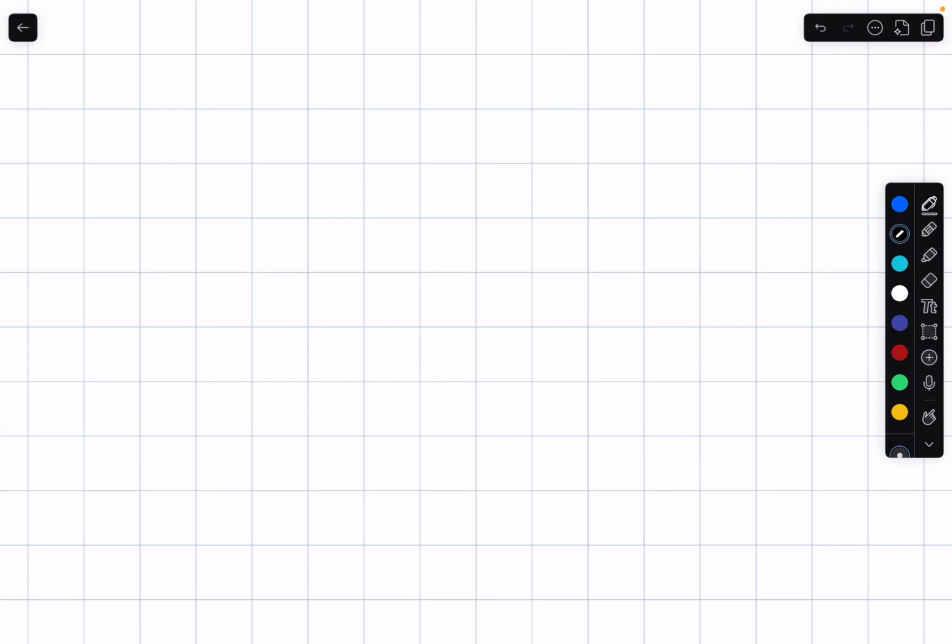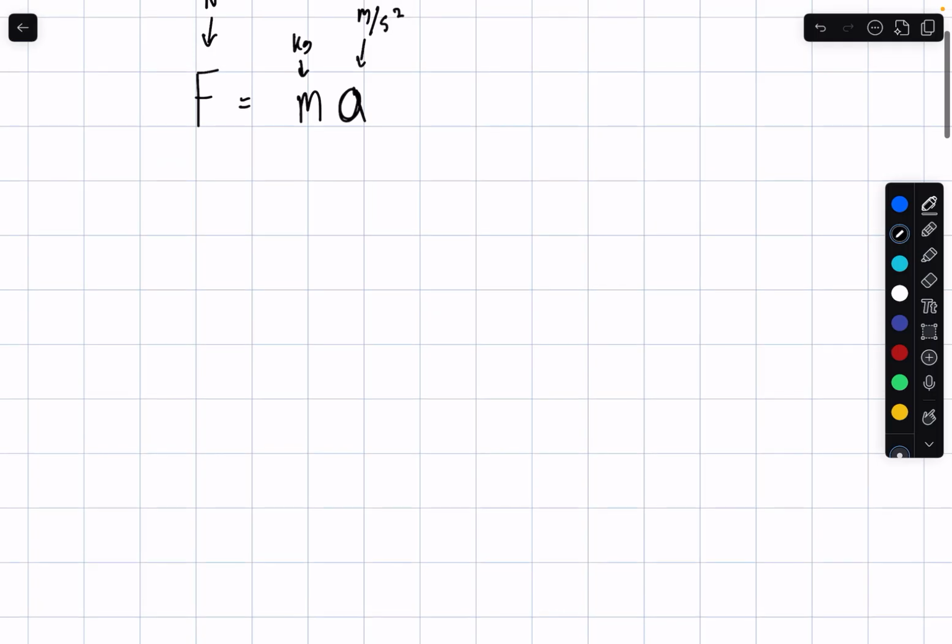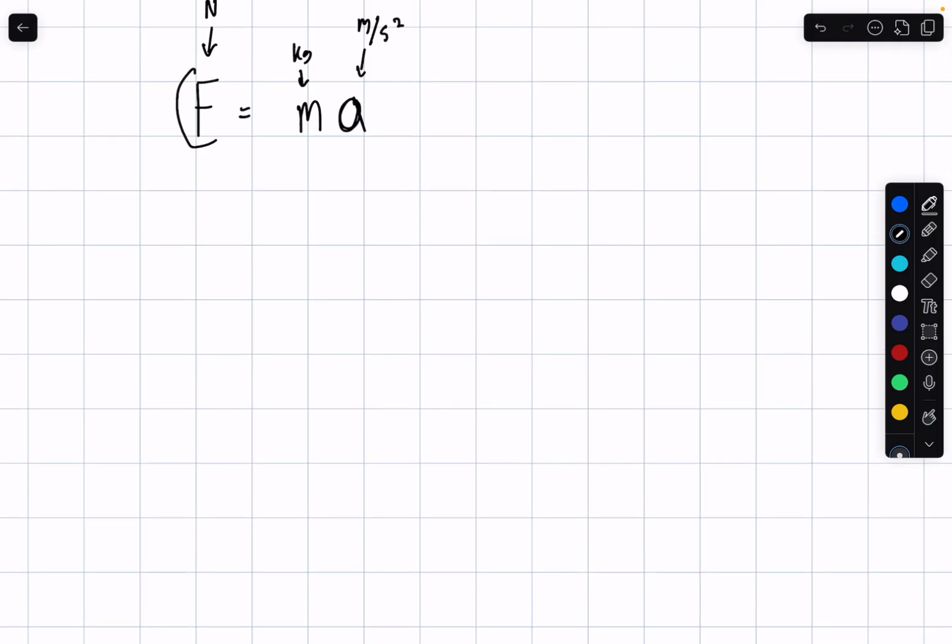Today we're going to be doing something a little bit different. We're going to be talking about physics. The main equation we're going to be using today is that force F in units of newtons is equal to mass times acceleration. So mass is in kilograms and acceleration is in meters per second squared. Now what this formula means is that if we apply some force to an object with some mass, it's going to result in an acceleration.